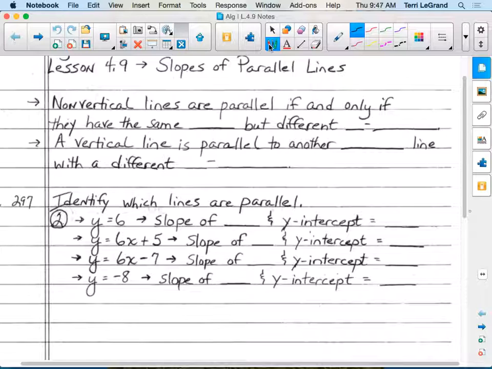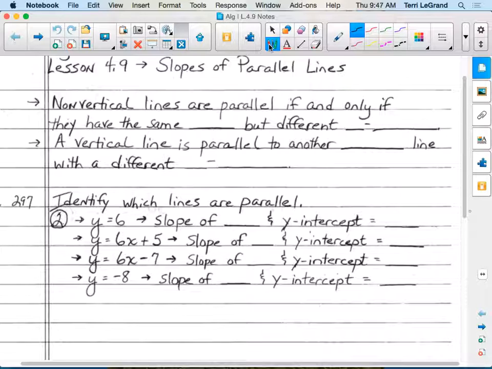So let's think about parallel lines. What does parallel mean? If we have parallel streets, parallel lines, parallel anything, what are we saying? Lindsay? They'll never touch. They'll never cross. They'll never meet. Okay.